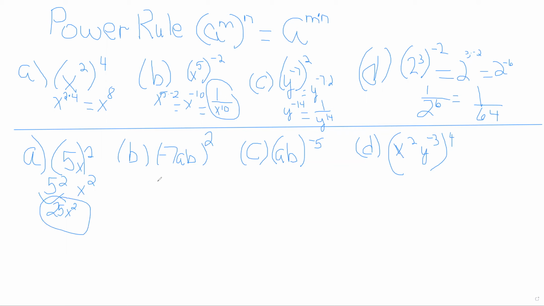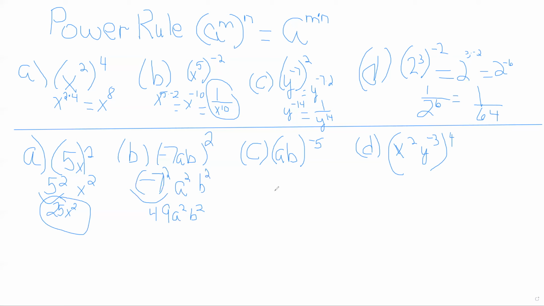Same process with B, negative 7ab raised to the second power. So that means negative 7 will be raised to the second power. A will be raised to the second power. B will also be raised to the second power. So given negative 7 times negative 7, that result will be a positive 49a squared b squared. Final answer.